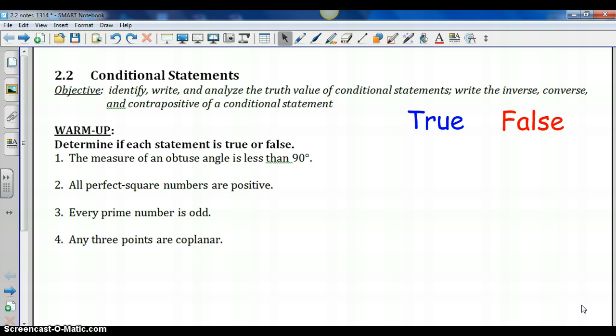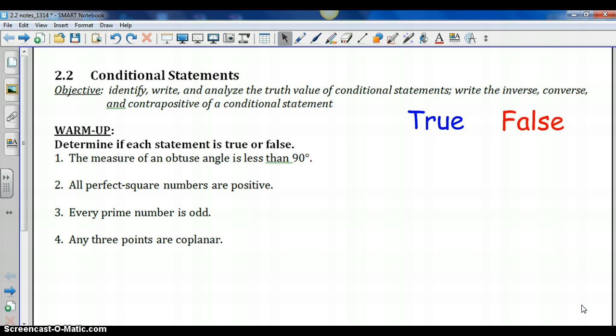This lesson will move fairly quickly, so please don't hesitate to pause or replay parts of the video in order to stay caught up. Let's begin by doing the following warm-up. Determine if each statement is true or false. Please pause the video so you can have time to fill out your answer to each question.